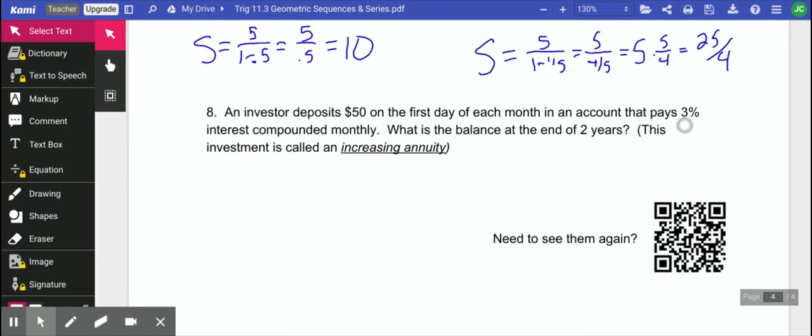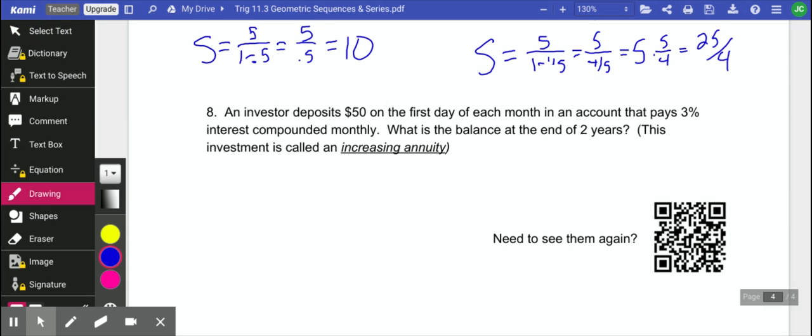Since we are accruing interest, this is a geometric sequence, okay? It's finite because we're only doing 2 years' worth. So we're going back to the formula Sn equals A1 times 1 minus r to the n over 1 minus r. Okay, so we're depositing $50 on the first day of each month. So January 1st, $50, February 1st, $50, and so on and so forth. And then the interest keeps compounding monthly. At the end of 2 years, that's going to be 24 months.